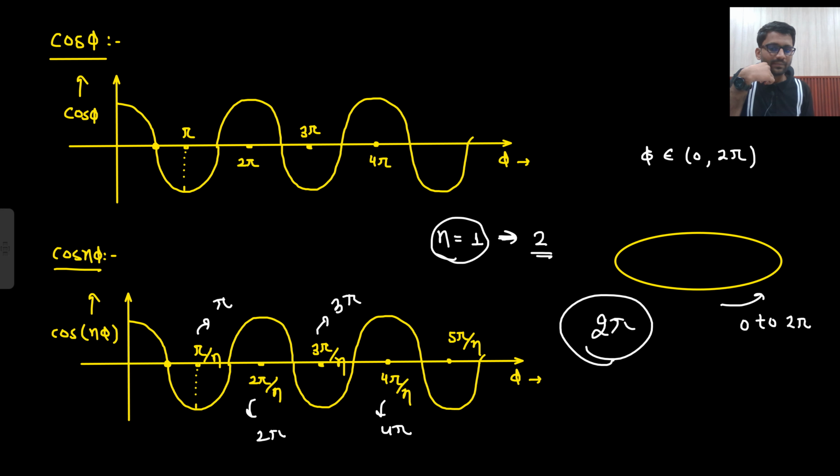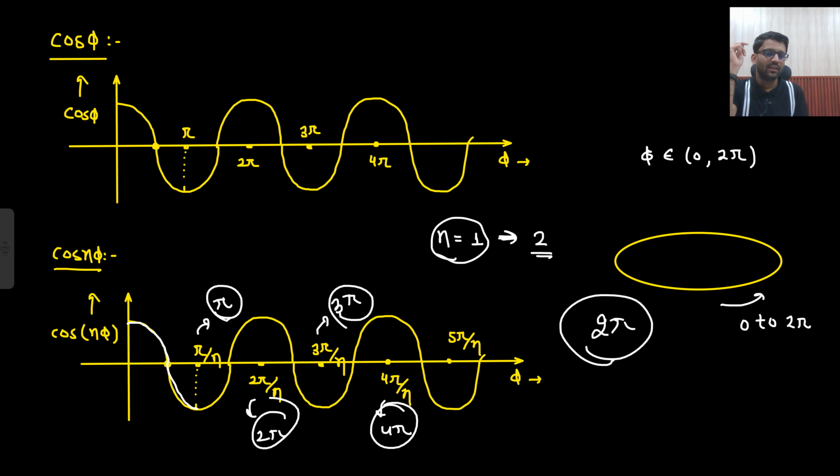Or what you can say, if my n is equal to 1, then in the field radiation of pi, I am getting 1 half cycle. If my n is equal to 1, then this will be pi, this will be 2 pi, this will be 3 pi, this will be 4 pi. So if I take the range from 0 to pi, then I am getting 1 half cycle, and if I take the range from 0 to 2 pi, I am getting 1 full cycle.